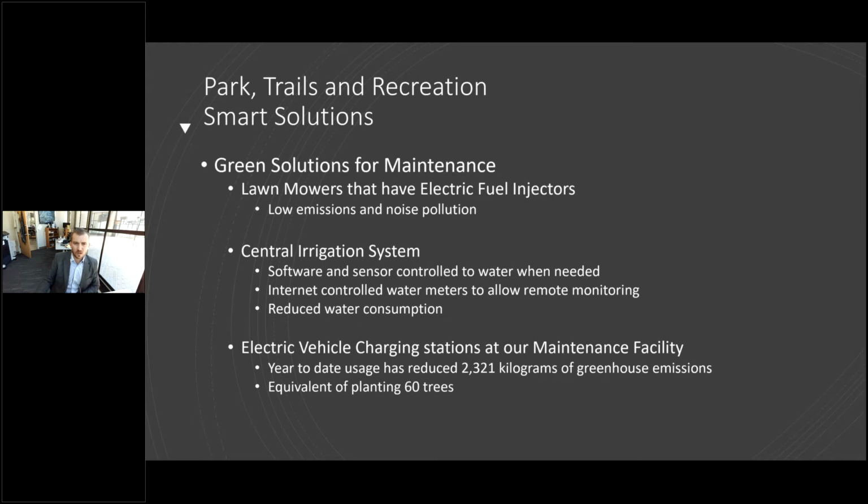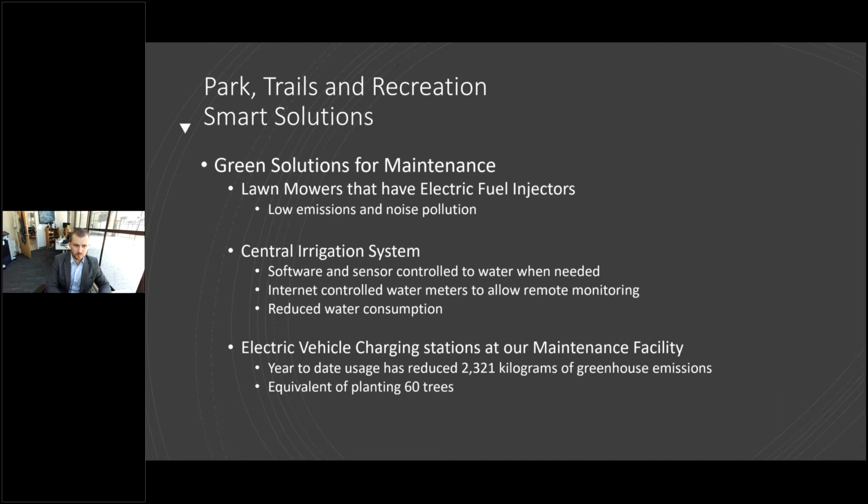So outside of traffic, there's a lot of other solutions I want to touch on before I spend my 10 minutes. But as parks, trails, and recreation, I think it's time to look at how we mow lawns and how the motors run. So we've installed EFI, electric fuel injectors, on all of our mowers. Our mowers in parks are battery powered, they're rechargeable, it's less noise, it's less emissions, and we find that these mowers have been very well received.